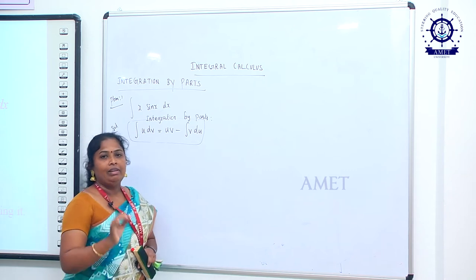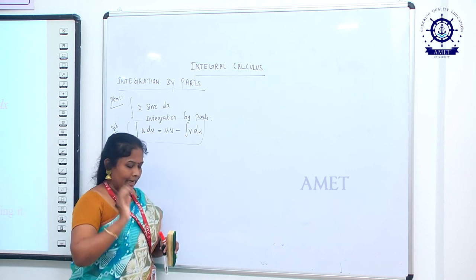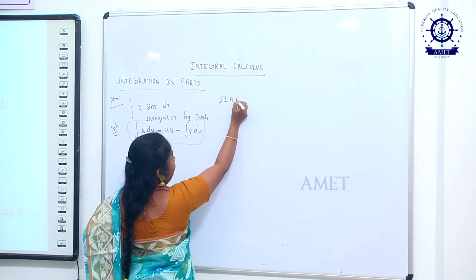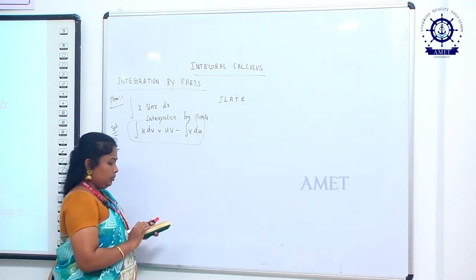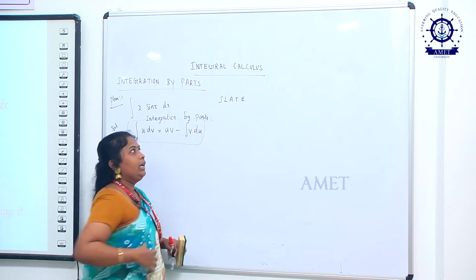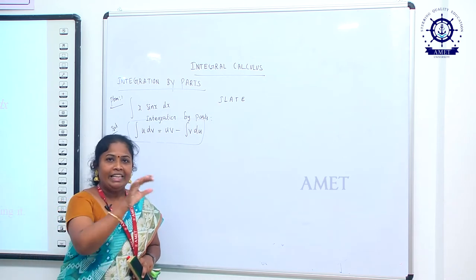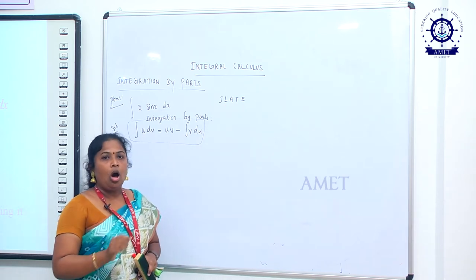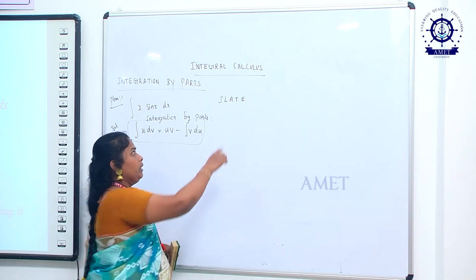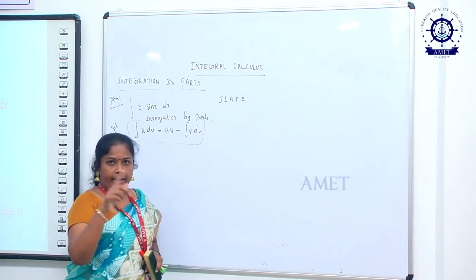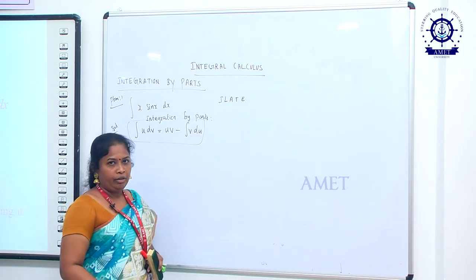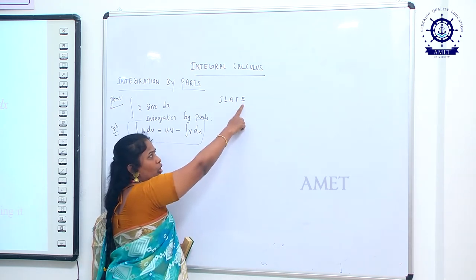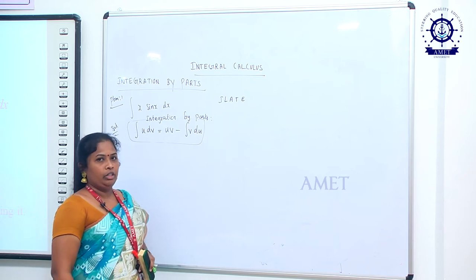So first I will explain what is meant by ILAT. You just write ILAT. The first letter I denotes all inverse functions. The second letter L denotes all logarithmic functions. The third letter A denotes the algebraic functions. T denotes trigonometric functions. E denotes exponential functions.